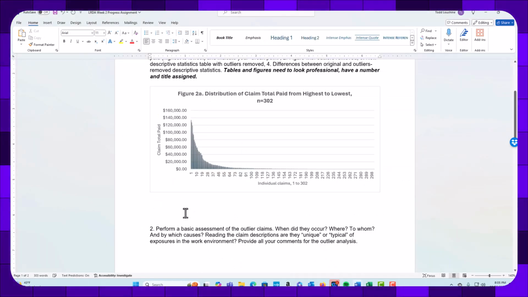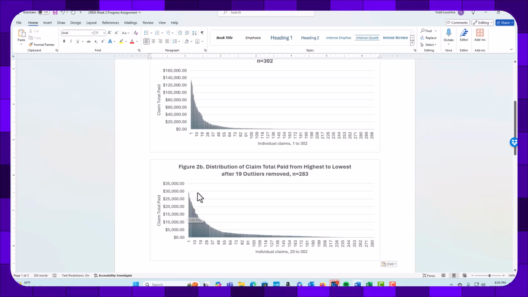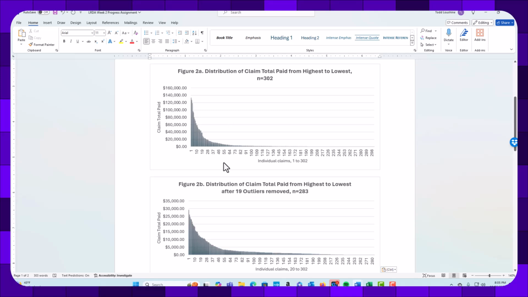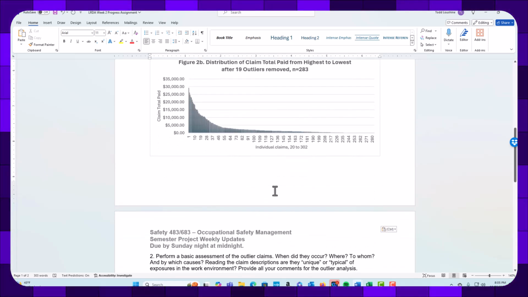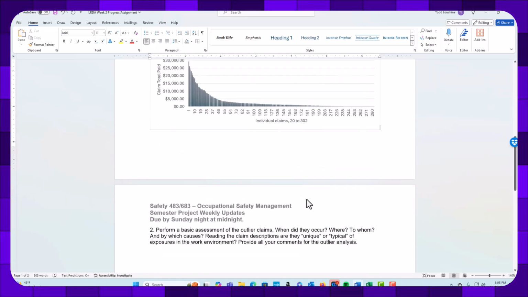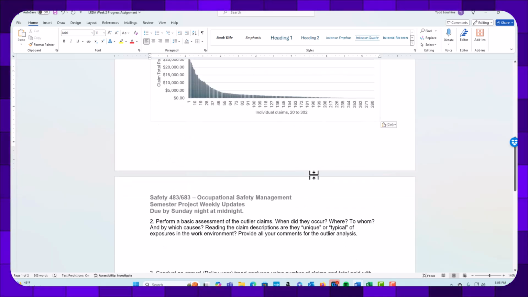This was just a straight up paste, and that doesn't look too bad. It really doesn't. It looks okay. All right, so I've got the two distributions. What else do I need? The new descriptives table with outliers removed, and then the differences between the original. I'm going to go ahead and bring everything over, I believe.